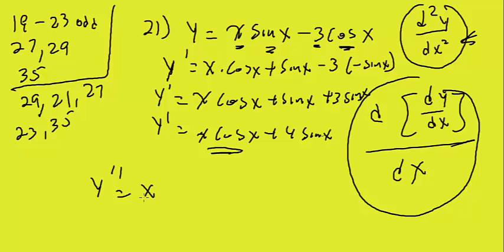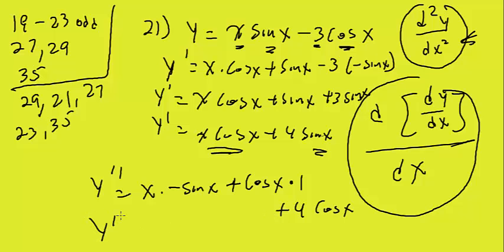Product rule. First times derivative of second. All cofunctions will have negative derivatives. Plus second times derivative of the first, plus 4 times derivative of sine x, which is cosine x. That's it. Now if you want to simplify, you can, but you don't have to. If you do simplify, this becomes negative x sine x plus 5 cosine x. Okay, 21, 23, 27, and 29.